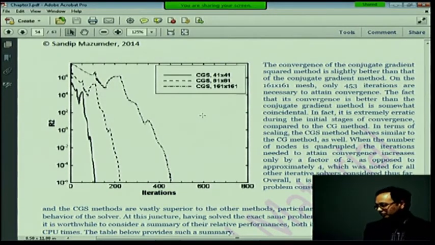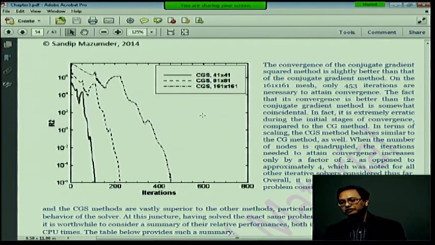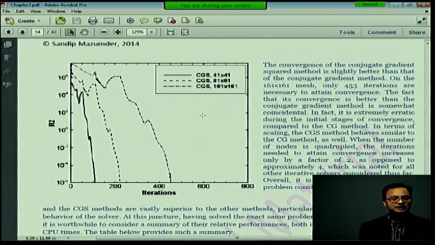So CGS is what you will find being used a lot in commercial codes. For example, if you're working with a finite element code or CFD code, CGS is one of the solvers you'll see in their list of choices. Now they don't use it just like that. They actually precondition the matrix before using it. So it's usually a preconditioned conjugate gradient solver or squared solver, which gives you even better performance. But this is one of the methods that's used quite a lot.